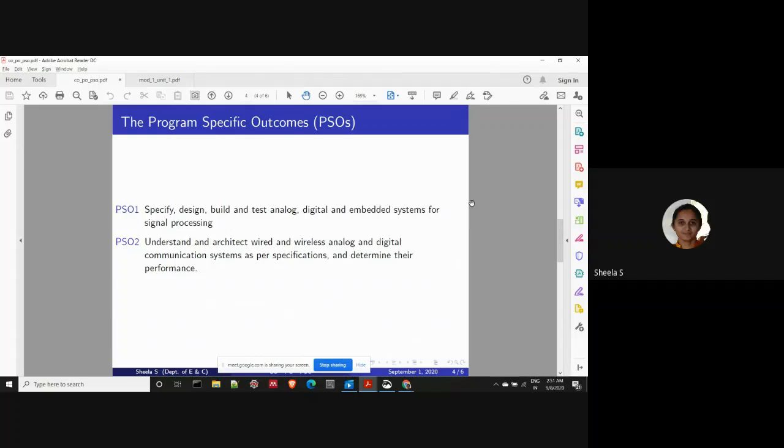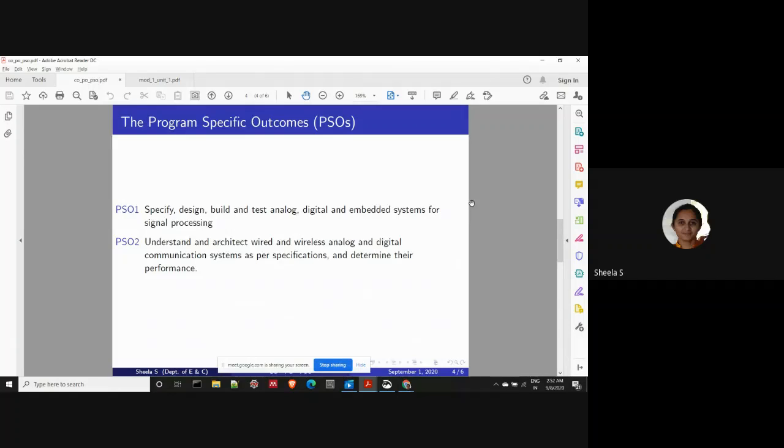One is specify, design, build, and test analog, digital, and embedded systems for signal processing. Then the second one is understand and architect wired and wireless, analog and digital communication systems as per specification and determine their performance.